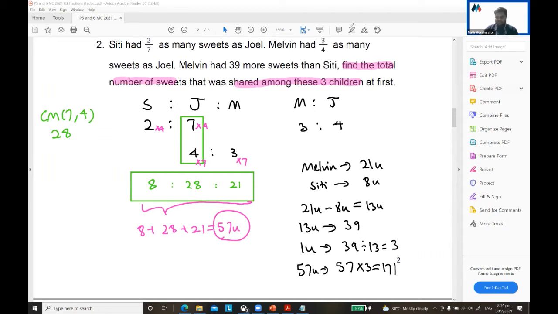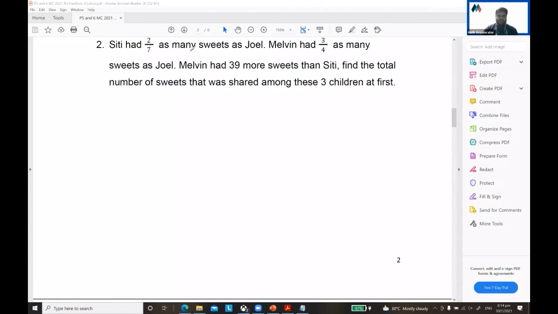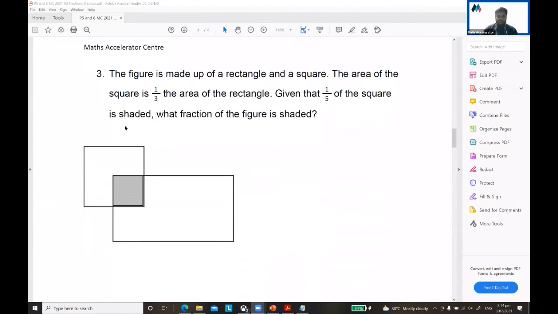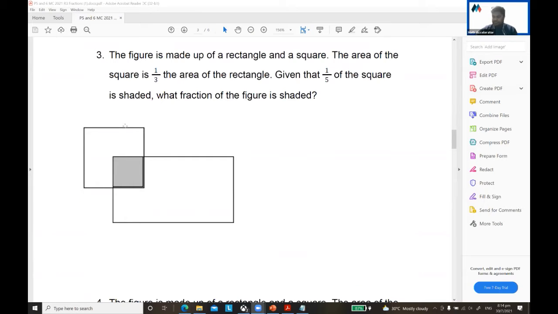Okay, you're done? Okay, let's go to the third question. Put a little star over here. Schools love to ask this kind of question, and it can be very tricky at times. So we have to break this down one by one.